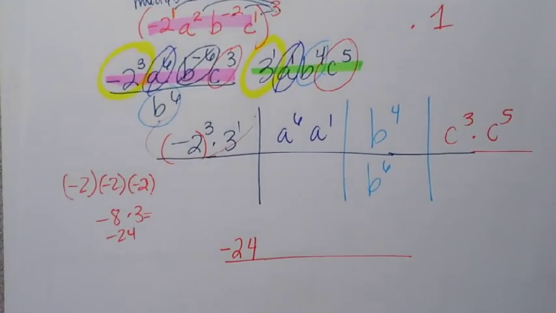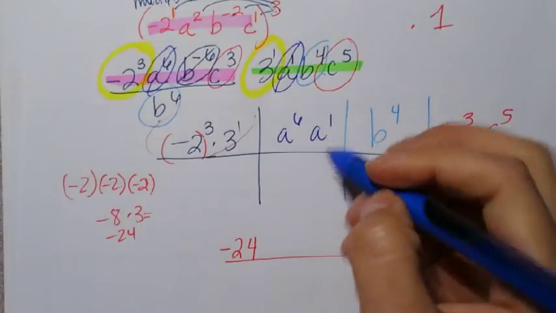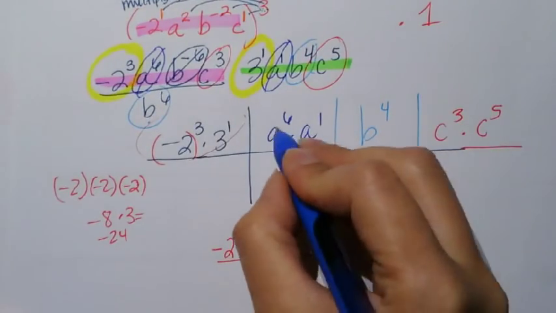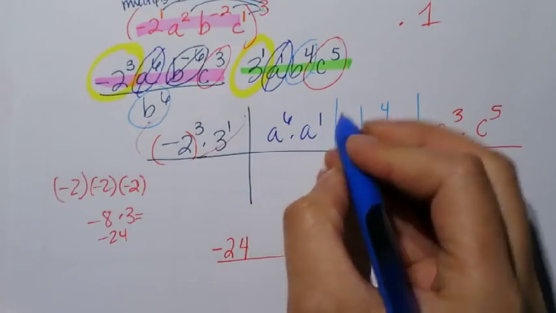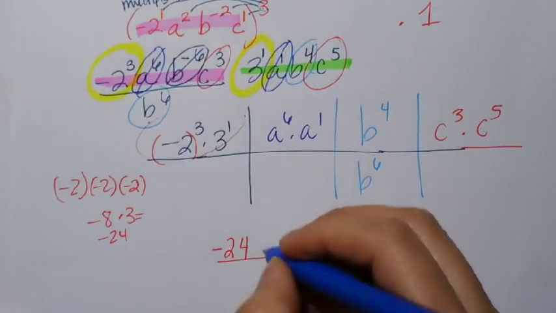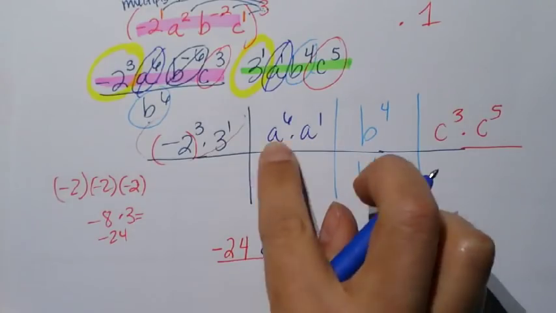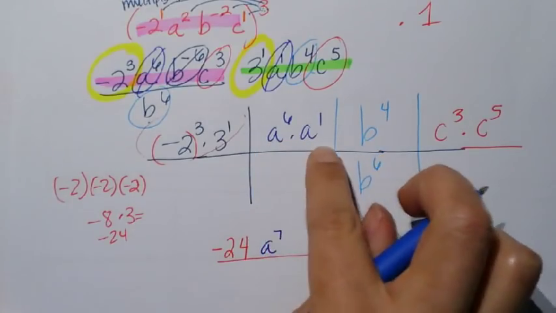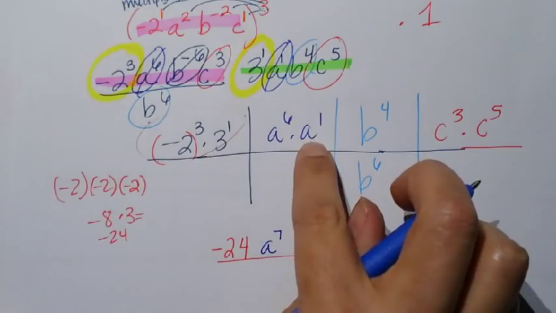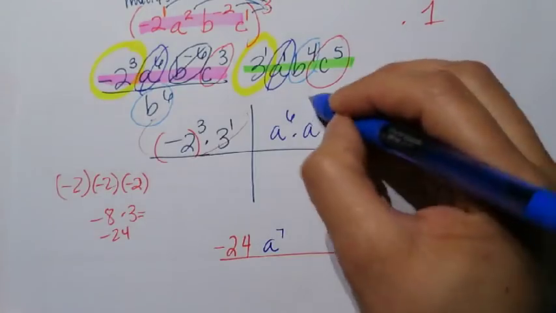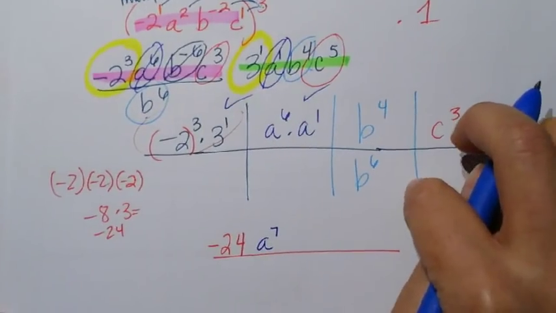Okay, now I'm going to move to the a's. Okay, so they're being multiplied. So when I multiply powers with the same base, I add the exponents. So here I would have a to the 7th. If you're having issues with that, you can expand it. You can write 6 a's and then the 1 a and count them all together, and you'll notice you have 7 a's. So a to the 7th. I'm done with the a's. Check and check. Now the b's.